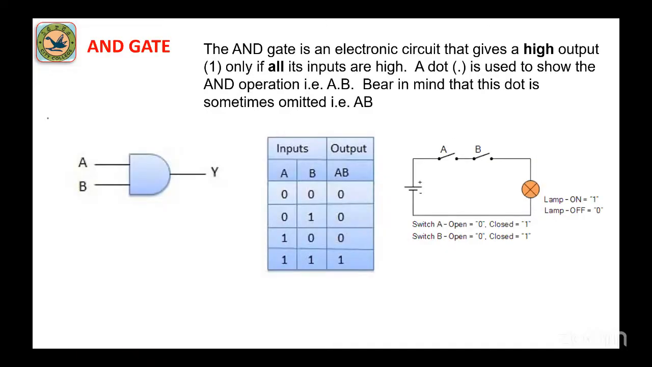Next, the AND gate, A and B. So the output is A dot B. Here these two switches are connected in series. This is the 5 volts DC bulb.